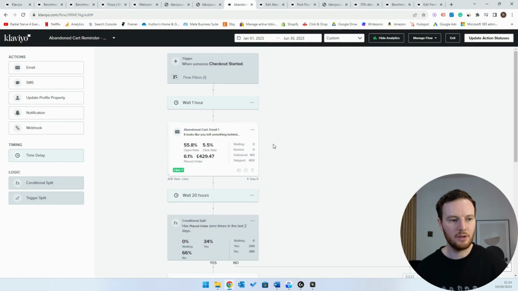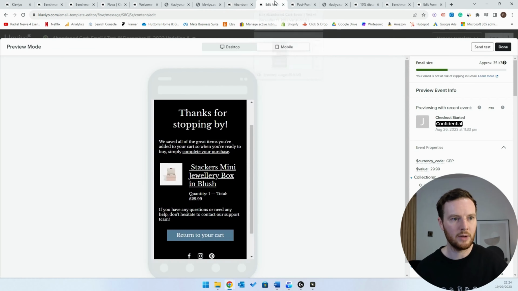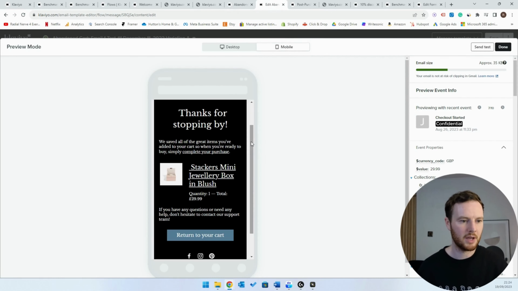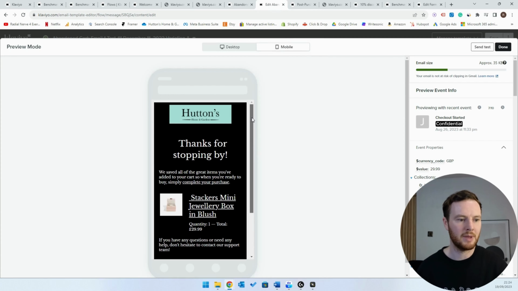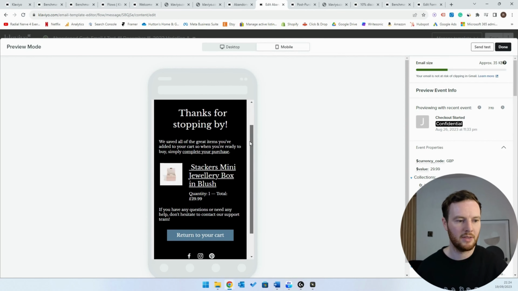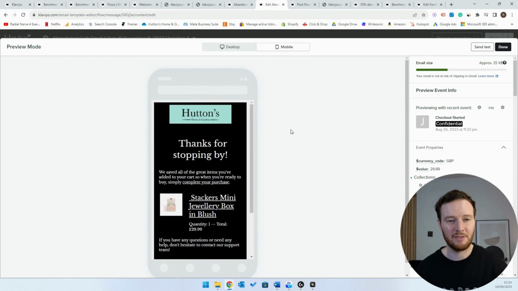If we want to have a look at what that email is, we will go here. And I've shown you the mobile version. It's actually a super simple email. There's not much going on. All it is doing is reminding the customer that they've left something in their cart and they should go back and purchase it. Really, really simple. Keep it clear, keep it easy, and it just works reasonably well.